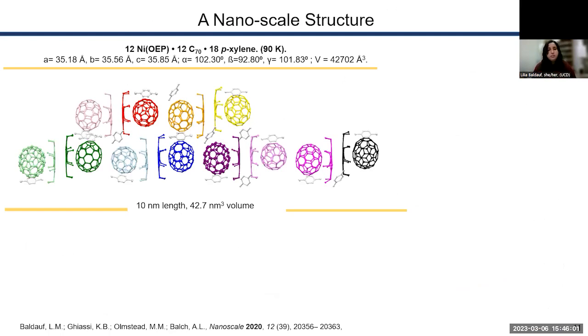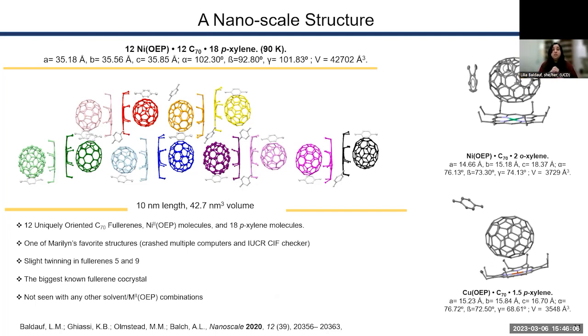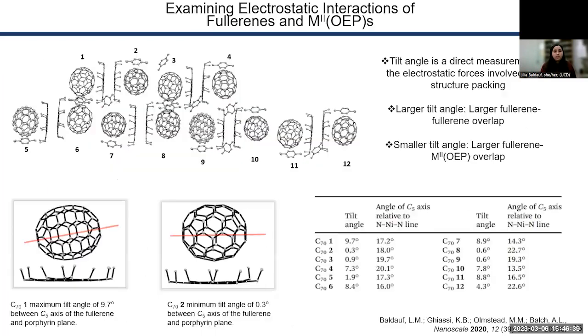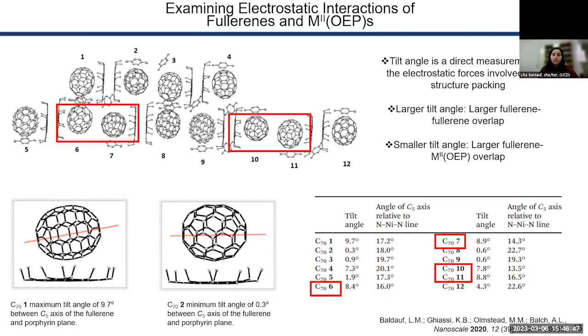So I was curious about what this would do with C70, and I was able to self-assemble this huge fullerene co-crystal. It's 12 uniquely oriented C70s, nickel OEPs, and 18 p-xylene molecules. It's the biggest known fullerene co-crystal, and it wasn't seen with any other solvent or metal porphyrin combination. So in studying this more, we measured the tilt angle, which is a measure of the electrostatic interaction within the co-crystal. And what we noticed is that one of the things that made it possible was the fullerene-fullerene overlap. So we can see here highlighted in red and blue over just fullerene to porphyrin overlaps.